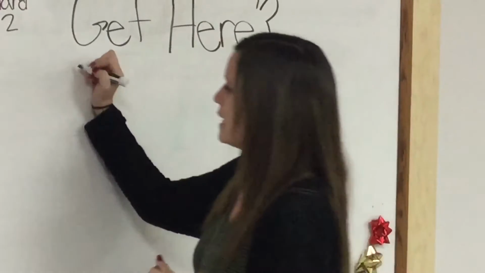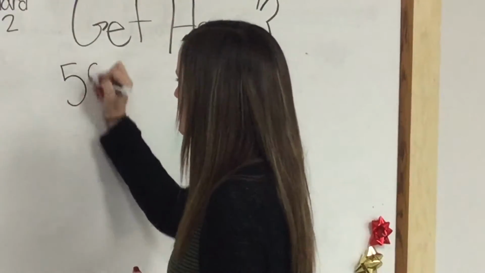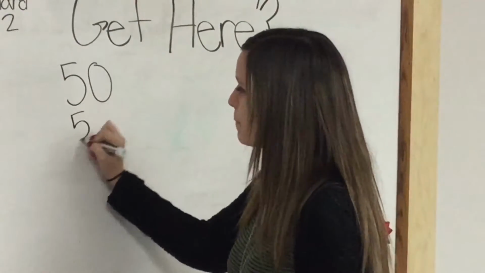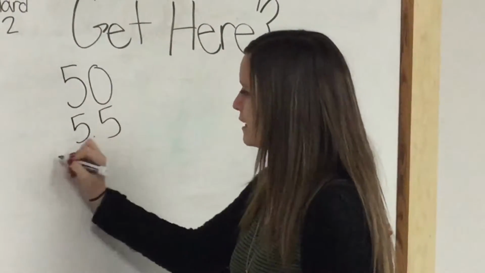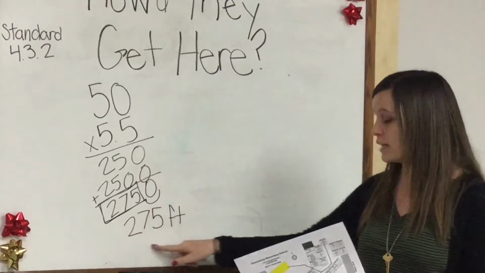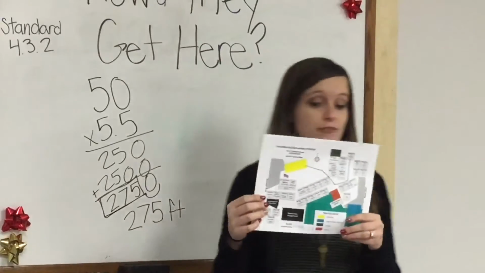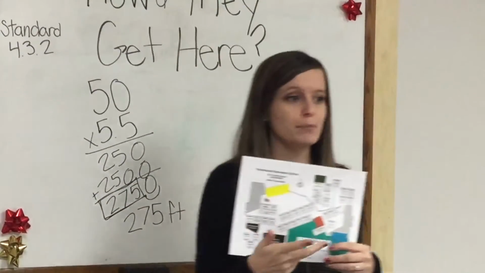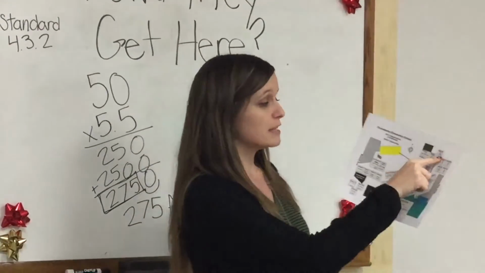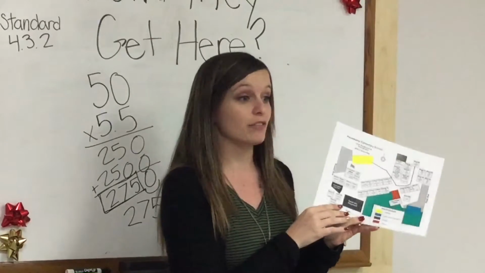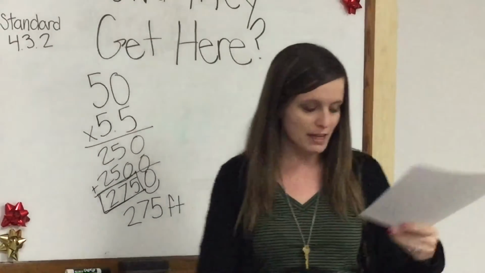We have 50 feet to 1 inch, and our measurement was 5.5 inches. So let's do that multiplication now together. Once we did that multiplication, we found out that it is 275 feet to take that route to the cafeteria. Now let's do that whole same process, but going the back way to the cafeteria, around the back garden, and see if that way is any quicker. So let's do that together now.